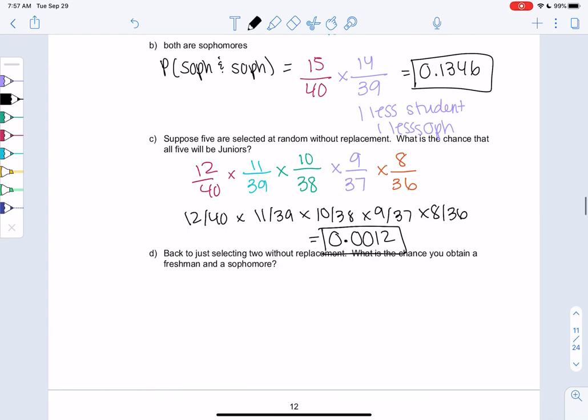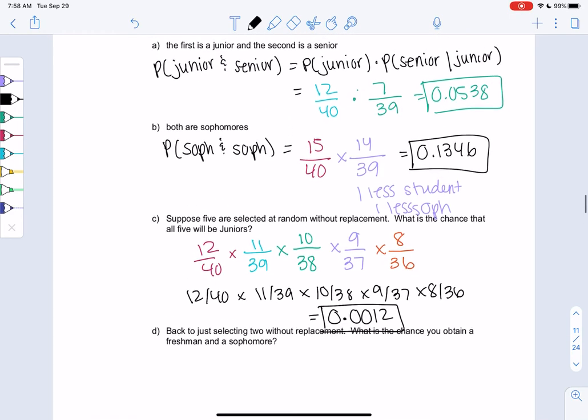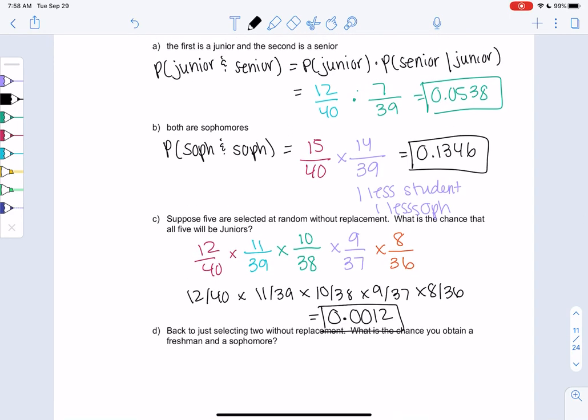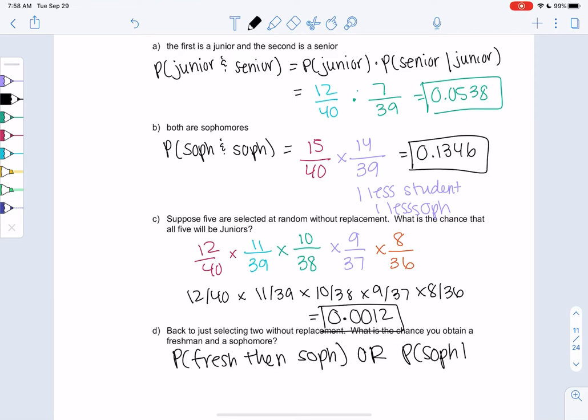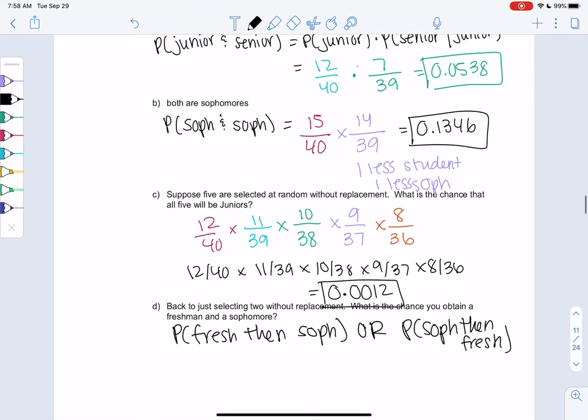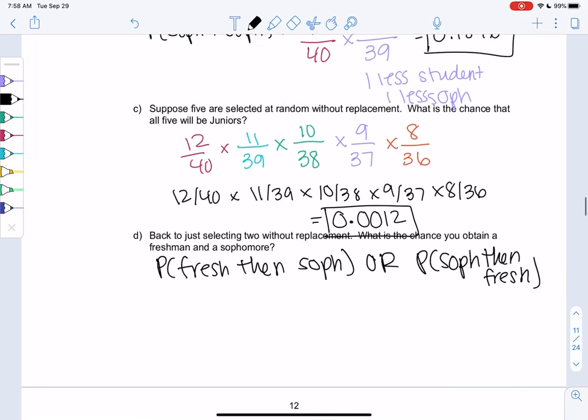All right, and our final example in this video, let's go back to just two students. Now we want a freshman and a sophomore. So this is different than my first example. Notice in the first one, I said we get a junior, then a senior, right? First is a junior, then a senior. A freshman and a sophomore could be freshman, then sophomore, but it could also be the opposite order. Or sophomore, then freshman. So we're gonna find two probabilities and then add them up, because ors we add.